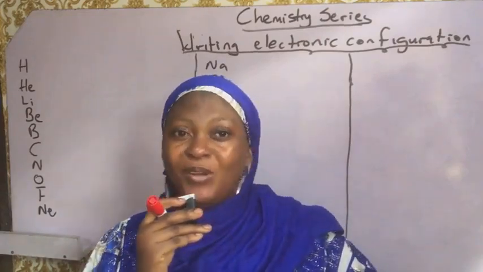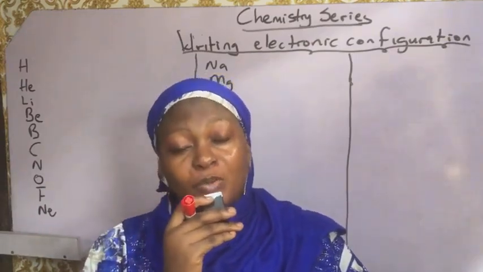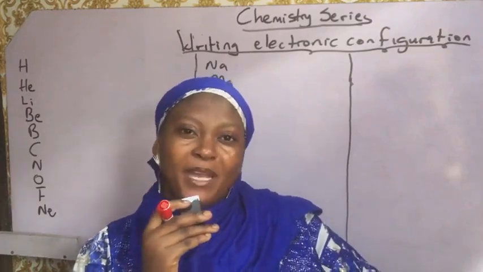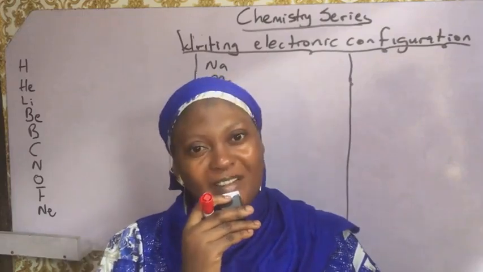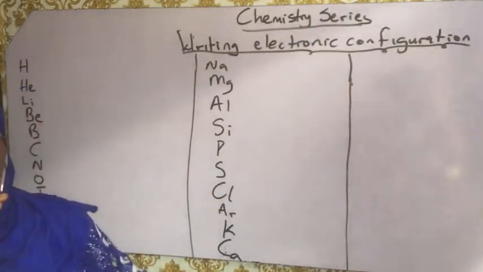In today's class, we are going to be learning how to write the electronic configuration of the first 20 elements in the SPDF form. So please pay good attention and follow me as I carry you along. So here we have the first 20 elements on the board.